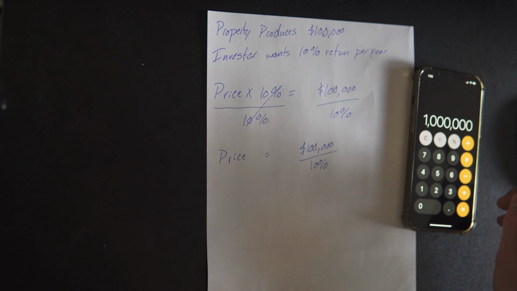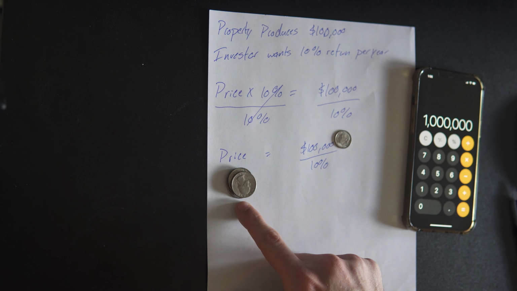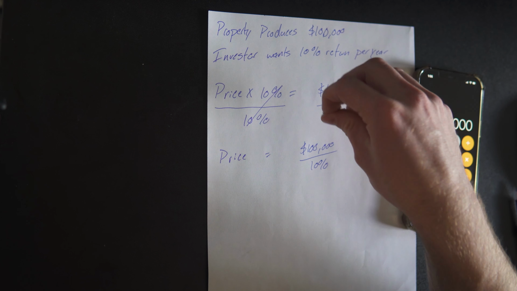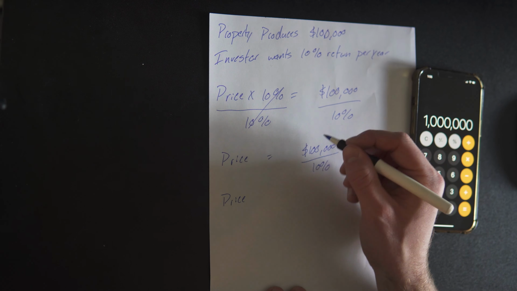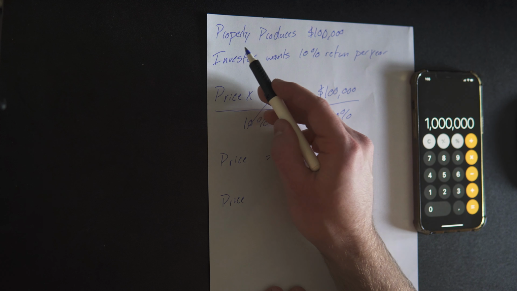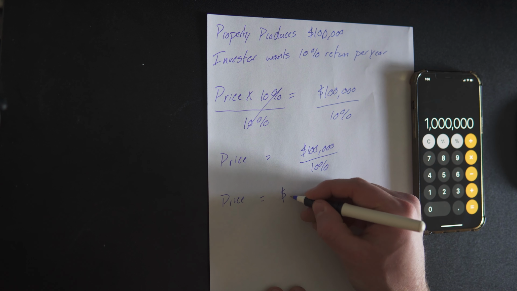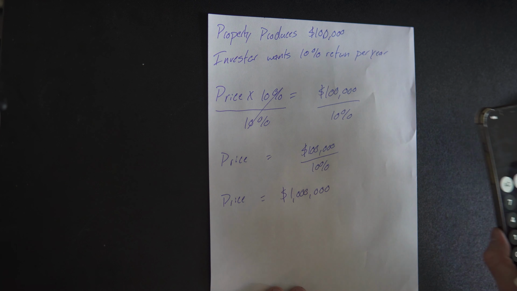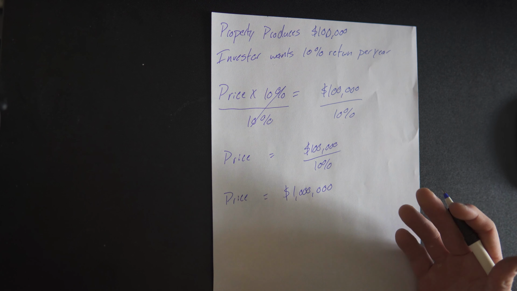And it makes sense, particularly when we think about it: if we have one dime, what is 10 times one dime? Well, it's $1. One dime is 10% of 4 quarters. It's a little bit easier to think about when you have that visual, and these math equations can seem kind of scary. But at the end of the day, if we have an investor who wants a 10% return, and we have a property that produces $100,000 a year, then the price that that investor is going to be willing to pay is $1 million. So that is the basics of the mechanism of how a cap rate works.